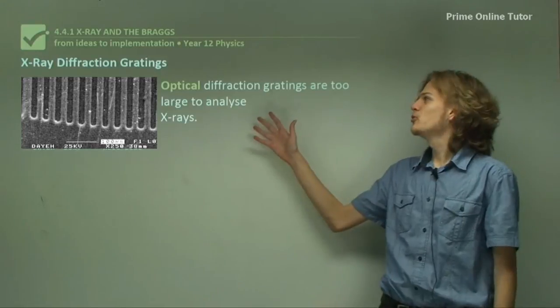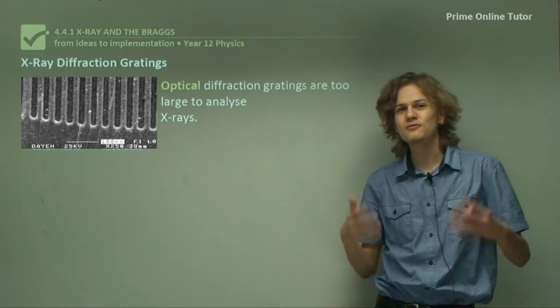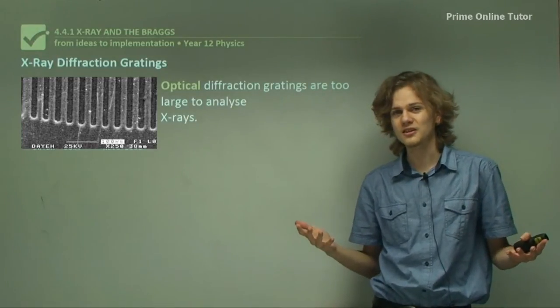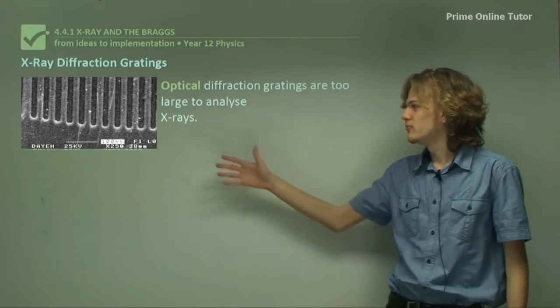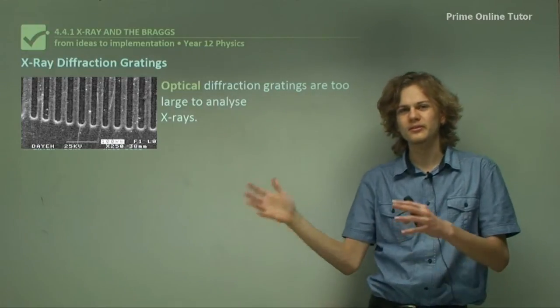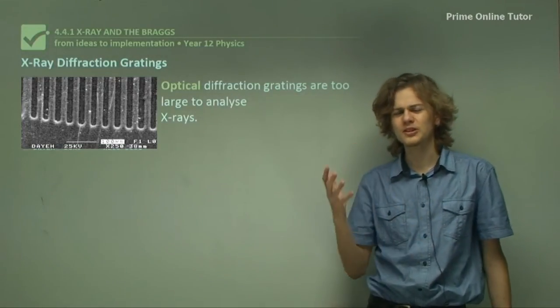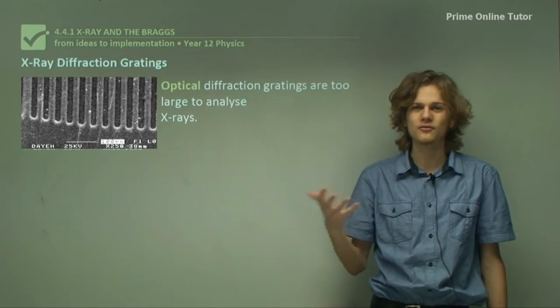So optical diffraction gratings then, obviously, are going to be far too large to analyze X-rays. The spacing between the different parts of the grating is just simply too big for the diffraction effects to occur that we want.